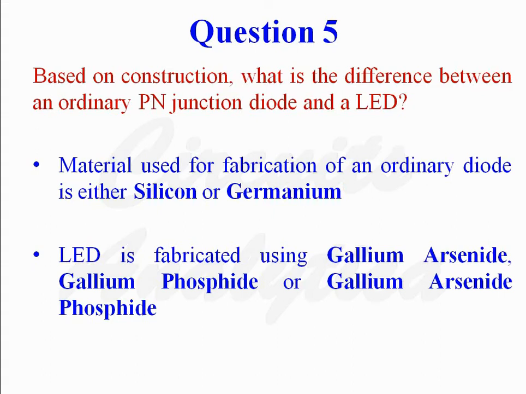Based on construction, what is the difference between an ordinary p-n junction diode and a LED? Material used for the fabrication of an ordinary p-n junction diode is either silicon or germanium, while LED is fabricated using gallium arsenide, gallium phosphide, or gallium arsenide phosphide.